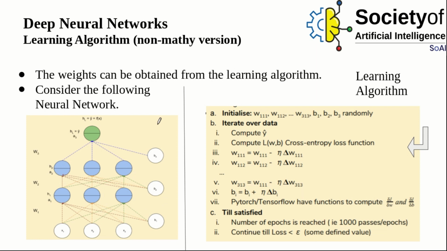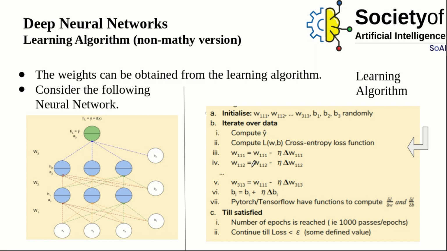The weights can be obtained from the learning algorithm. Consider the following neural network. The learning algorithm corresponding to it is as follows. We will first initialize the weights w111 to w313 and b1, b2, b3, the threshold values, randomly. Then we will iterate over the data in order to compute the y cap or the output. Then we will compute L, or the loss function, in terms of the weight and threshold parameters with the cross entropy loss function.